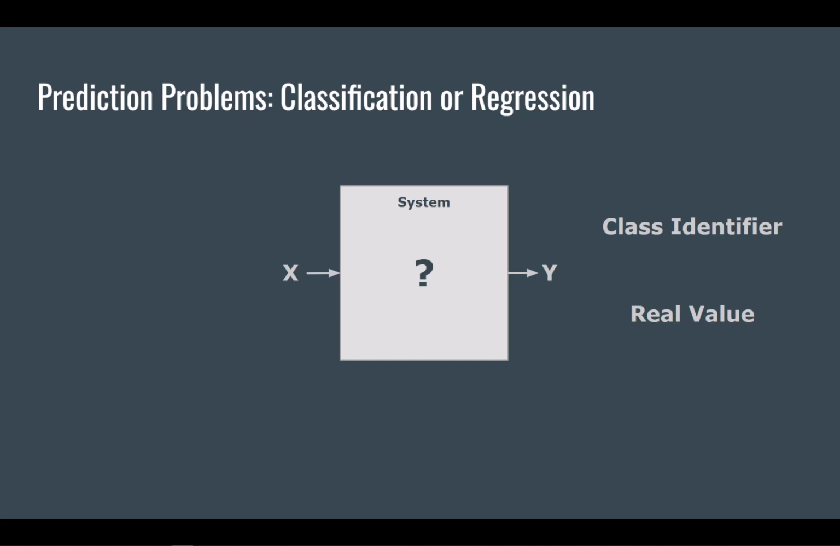There are generally two accepted types of prediction problems, classification and regression. In classification problems, y will be a class identifier, and in regression problems, y will be a real number. Note that in either case, y is a number. In the case of classification problems, the class identifier can be represented as an integer. For example, in the case of true or false, true can be represented by the value 1, and false can be represented by the value 0.